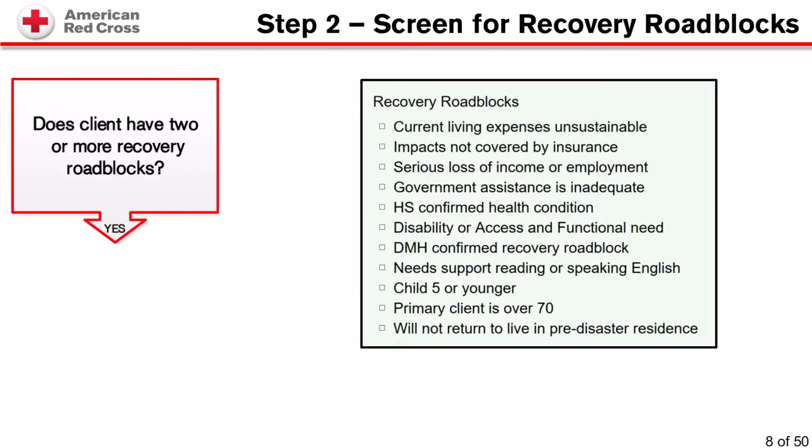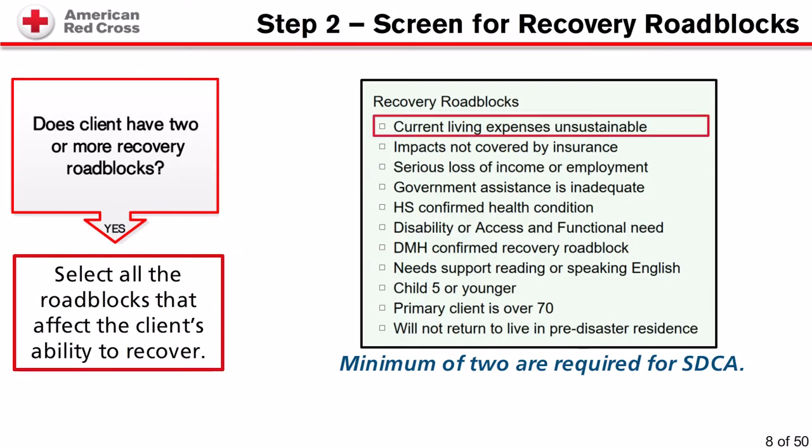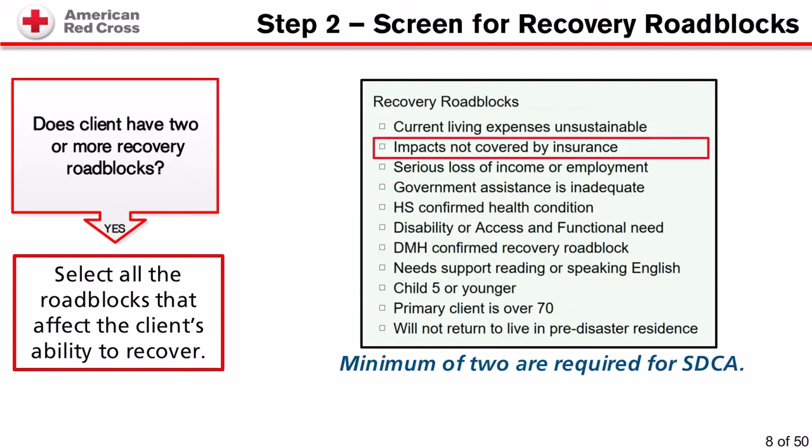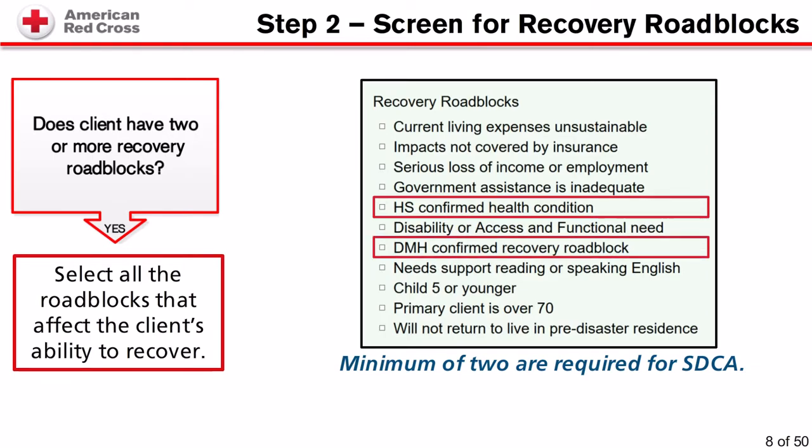Next, does the client have 2 or more recovery roadblocks? These are the conditions or situations that can complicate recovery. These can be financial or household situations. A minimum of 2 roadblocks must be selected in CAS for the family to qualify for supplemental assistance. Financial roadblocks include current living expenses unsustainable, impacts not covered by insurance, serious loss of income or employment, and government assistance is inadequate. Household roadblocks include disaster health services confirmed health condition, disaster mental health confirmed recovery roadblock.